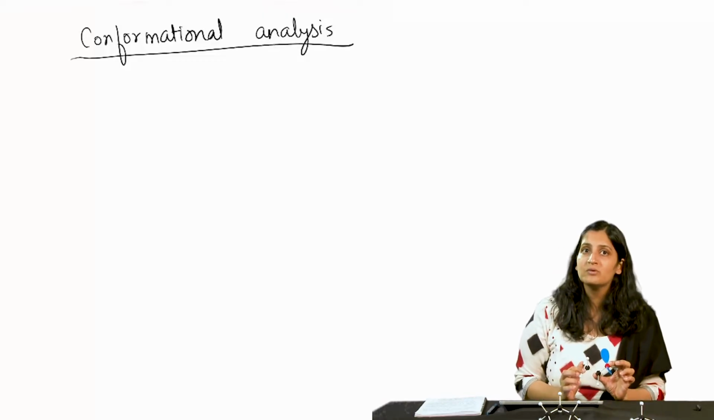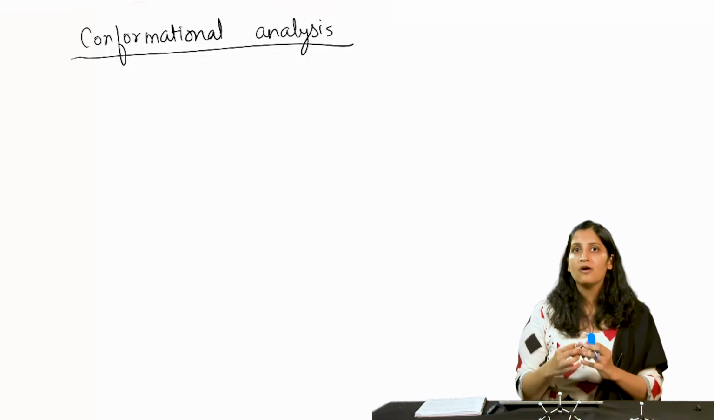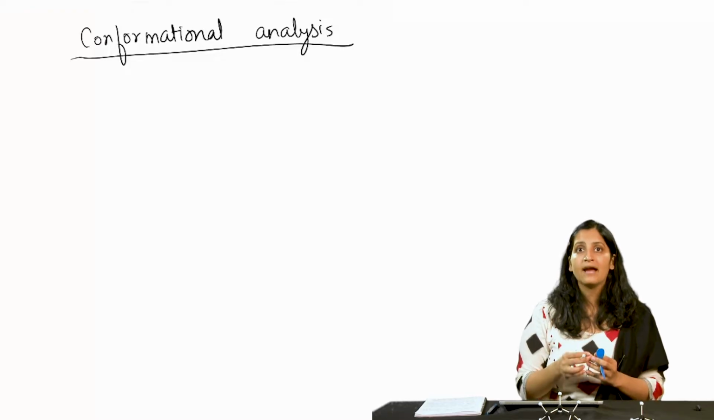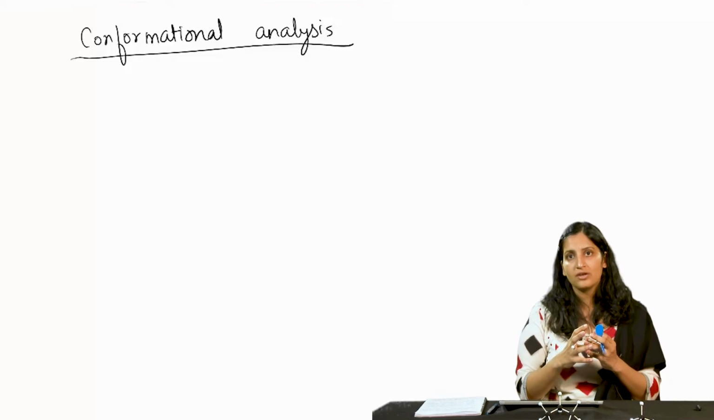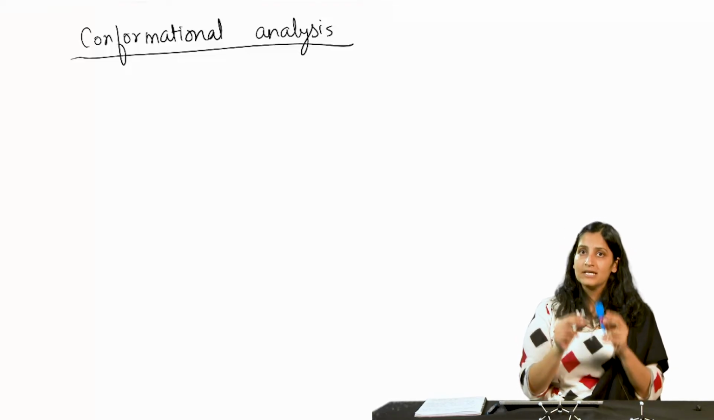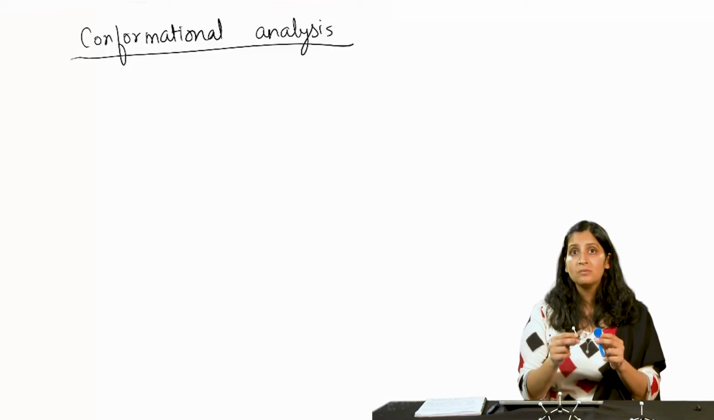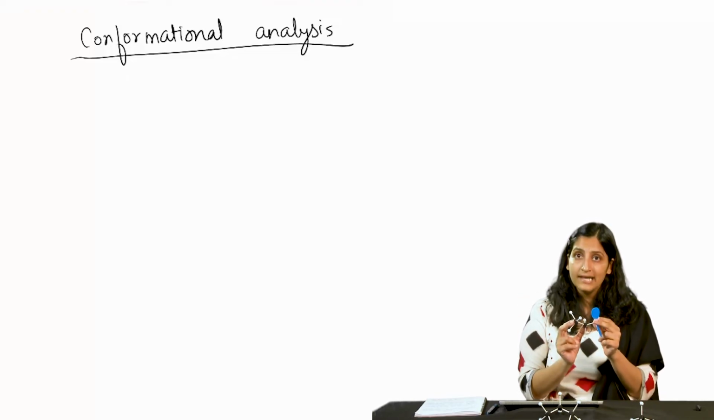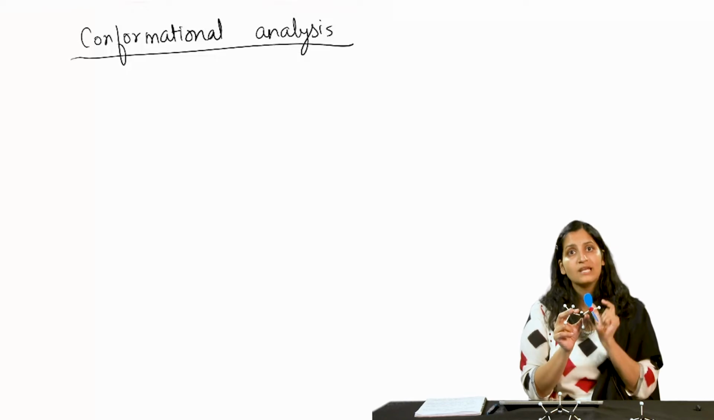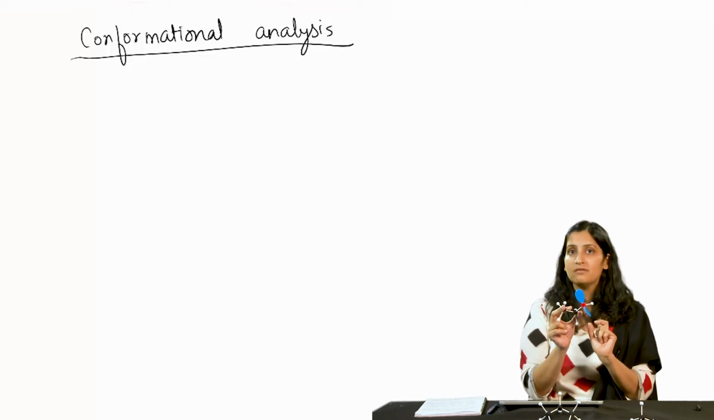So, if you want to really get a feel of how a compound can react, it is very important to know the 3D structure of the molecule. Not only the 3D structure, but you should also be able to predict the bond angles, the bond lengths, and also how the electron density is distributed between the bonds.